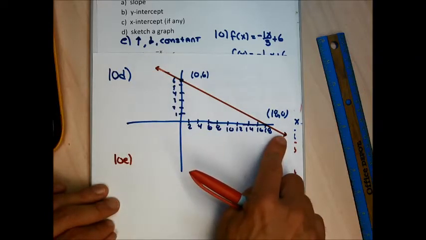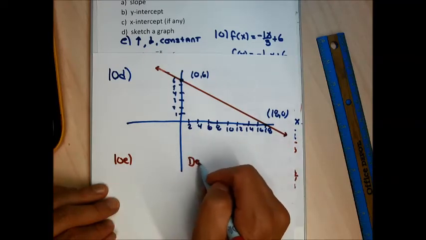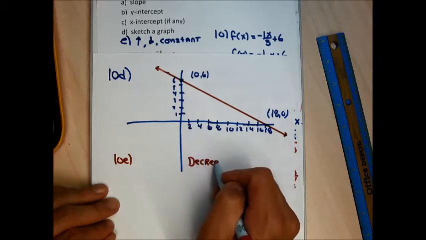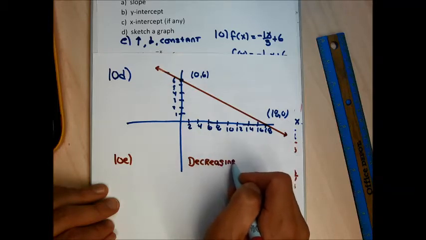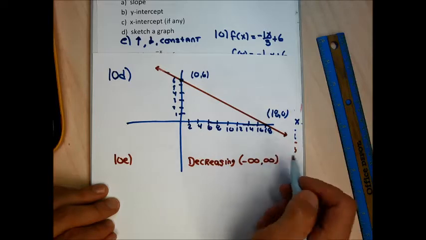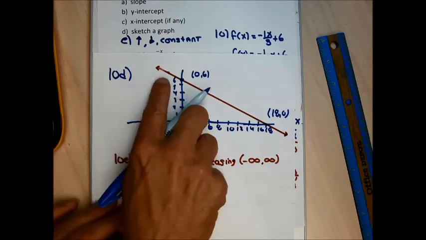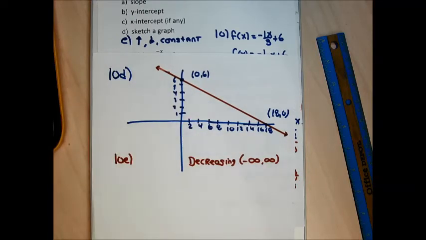Now for this one, it's decreasing everywhere. Lines are always decreasing, always increasing, or always constant. This graph is decreasing for the entire graph, from negative to positive infinity. It doesn't have any turning points. Lines for the increasing, decreasing, and constant part are always going to be doing only one of the three things. And in this case, because the slope is negative, it's always decreasing.